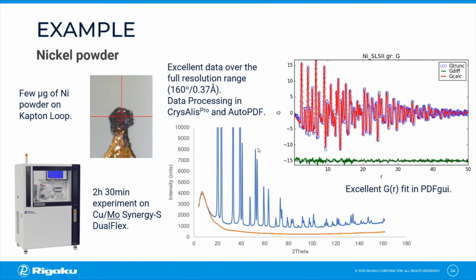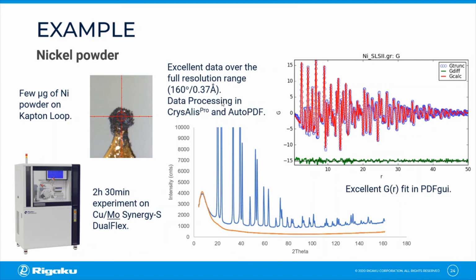And I would like to conclude with a quick example of a PDF analysis. In this example, we mounted a few micrograms of nickel powder on a Kapton loop and performed a relatively quick experiment using the molybdenum source of a dual source copper-moly SuperNova or Synergy Dualflex. And with this, we got excellent data over the full range of 160 degrees up to a resolution of 0.37 angstroms.